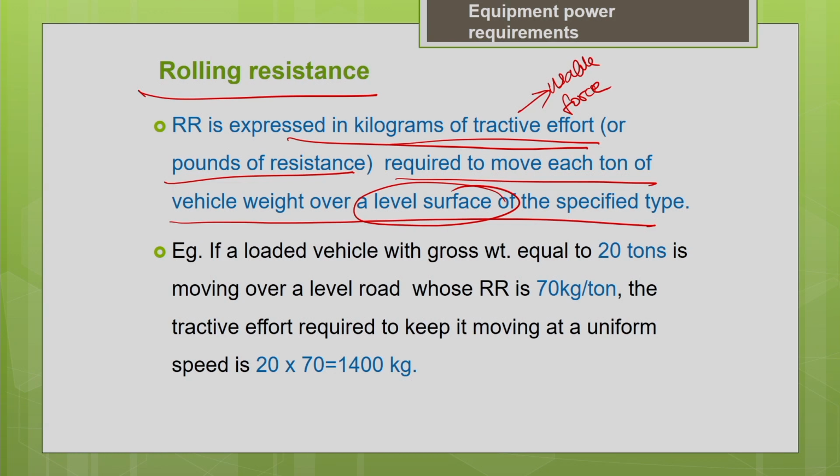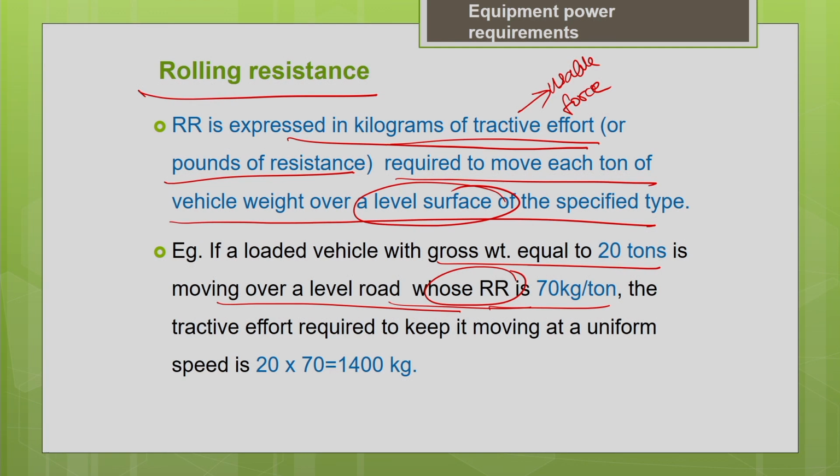Say for example, you have a loaded vehicle, its gross weight is equal to 20 tons, moving over a level road whose rolling resistance is given as 70 kg per ton. This rolling resistance value you can get from the literature for different types of haul routes: properly maintained earthen roads, poorly maintained earthen roads, concrete roads, asphalt roads, and for different types of mounting of machine. If it is rubber tire mounted, for different inflation pressures, what is the rolling resistance value? You can get it from the literature.